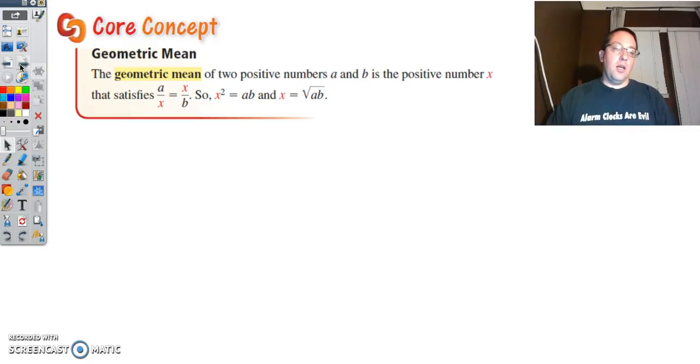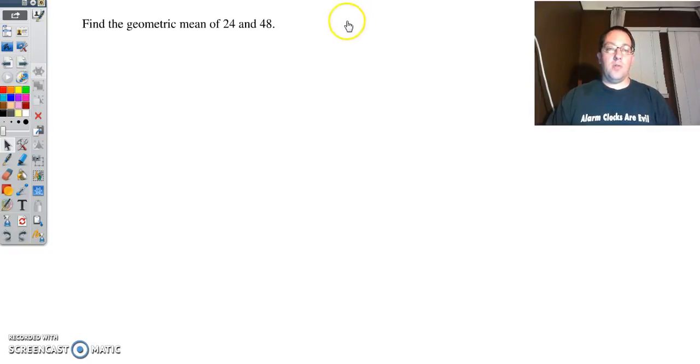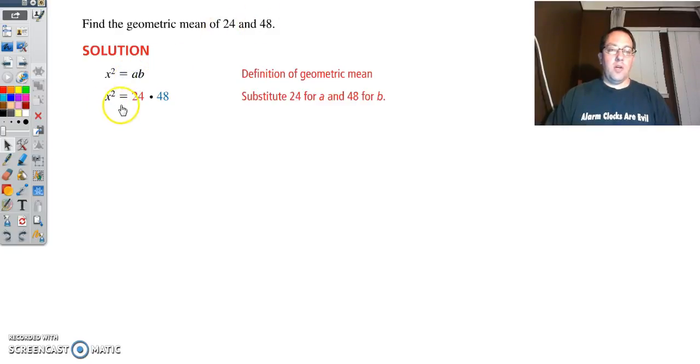All right. And so real quickly, we're going to work one of these out. Geometric mean of 24 and 48. All right. So the geometric mean is x squared equals a times b, right? So here's a, here's b, or vice versa. It doesn't matter. And so x squared equals 24 times 48. So x is the square root of 24 times 48.